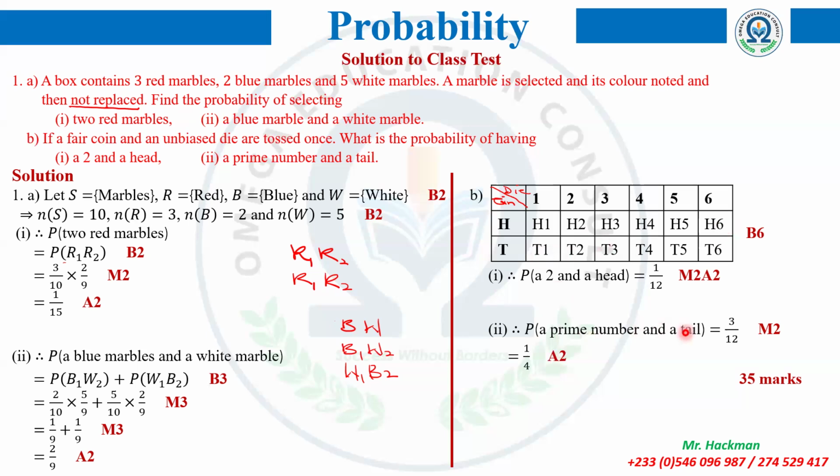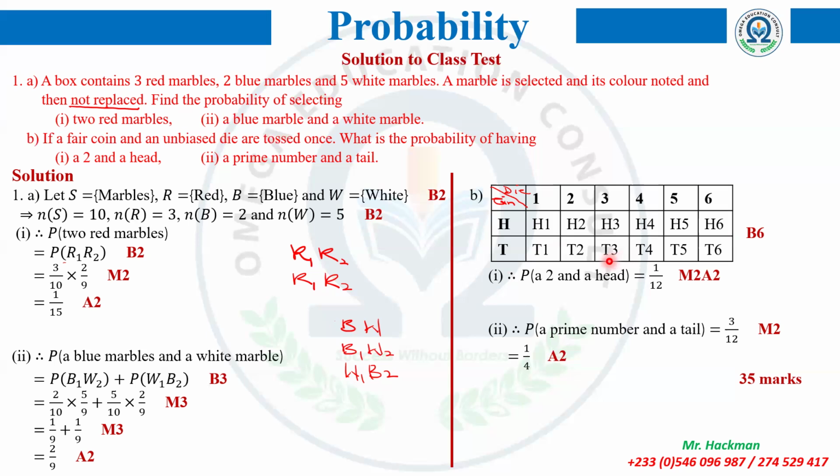So because we are dealing with tails, you come here, your concentration should be here. So if you are looking at a prime number and a tail, if you don't know what a prime number is, at this point, you struggle. And we all know what prime numbers are. Numbers with 2 factors, 1 and the number itself. So if you take this, 2 is a prime number, so it means there's a possible outcome. It contains a prime number and a tail.